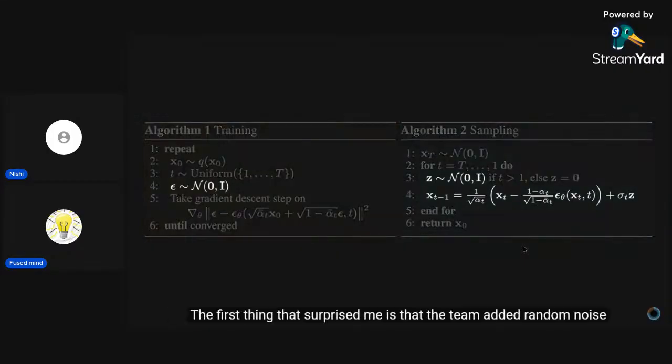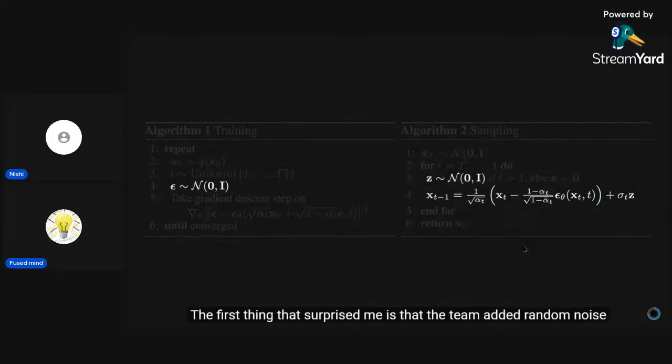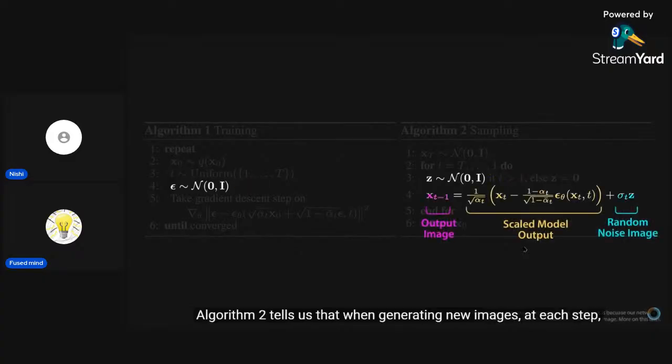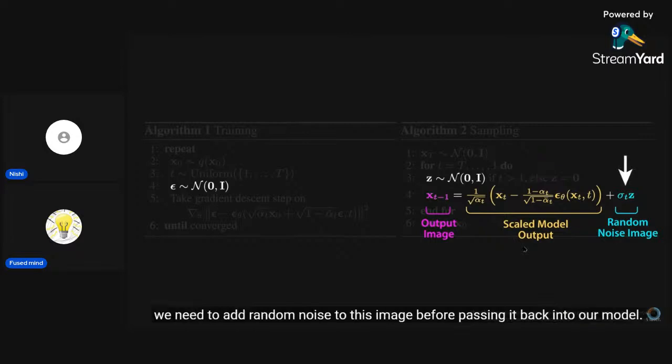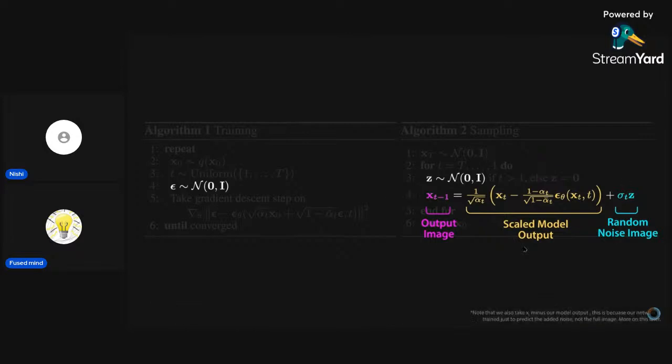The first thing that surprised me is that the team added random noise to images not just during training, but also during image generation. Algorithm 2 tells us that when generating new images, at each step, after our neural network predicts a less noisy image, we need to add random noise to this image before passing it back into our model. This added noise turns out to matter a lot in practice.